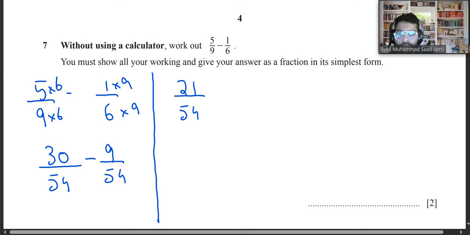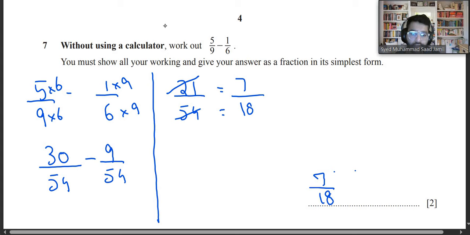Now we can put this in our simplest form. We cannot use a calculator though, so just use the table of 3. 3 sevens are 21 and 3 18s are 54. So the answer is 7 upon 18.